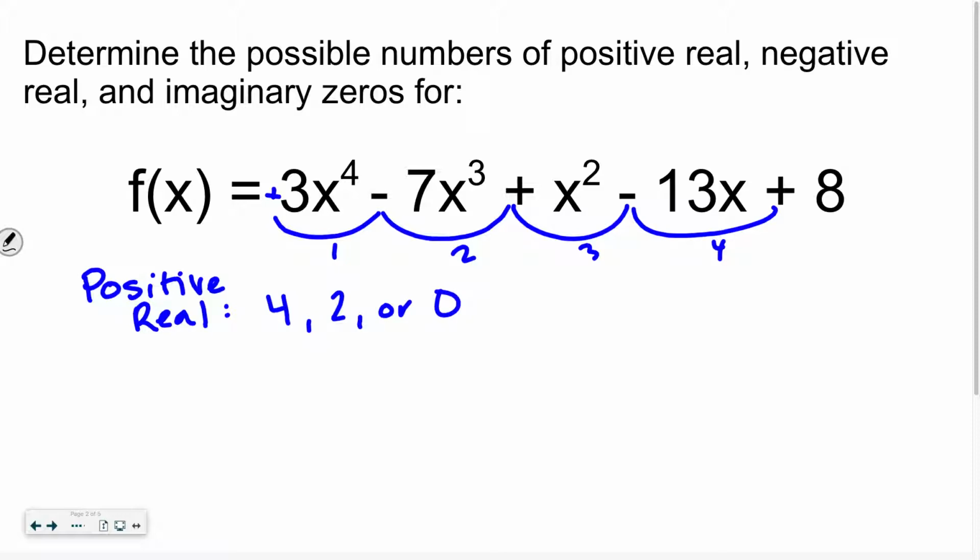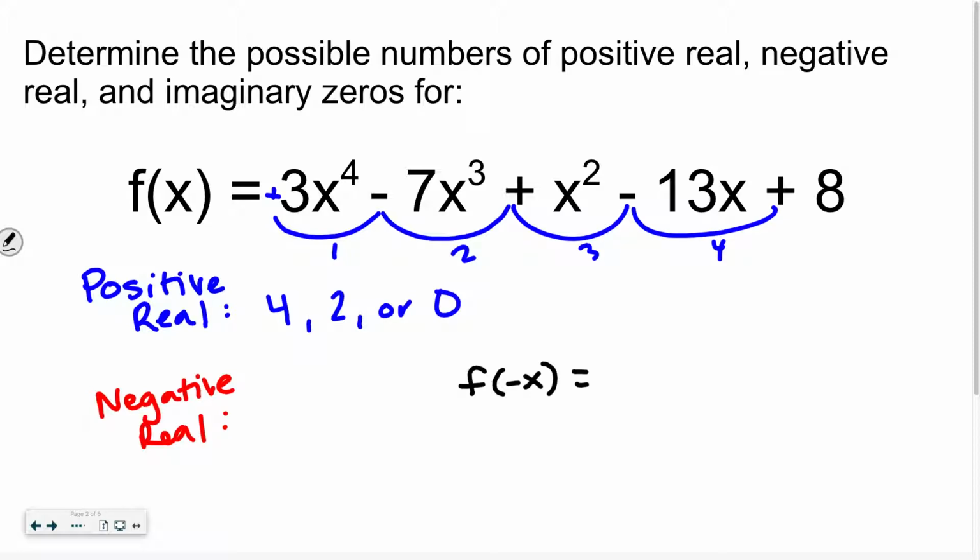Okay, so negative real zeros. We can't use this same function. We've already counted all the sign changes. So we need to figure out what f of negative x is. So you've got to make the x's negative.